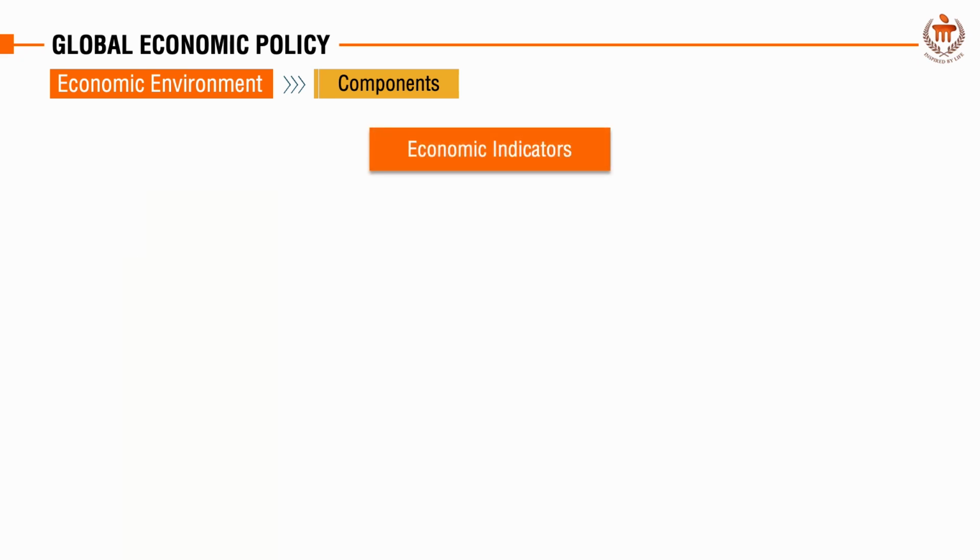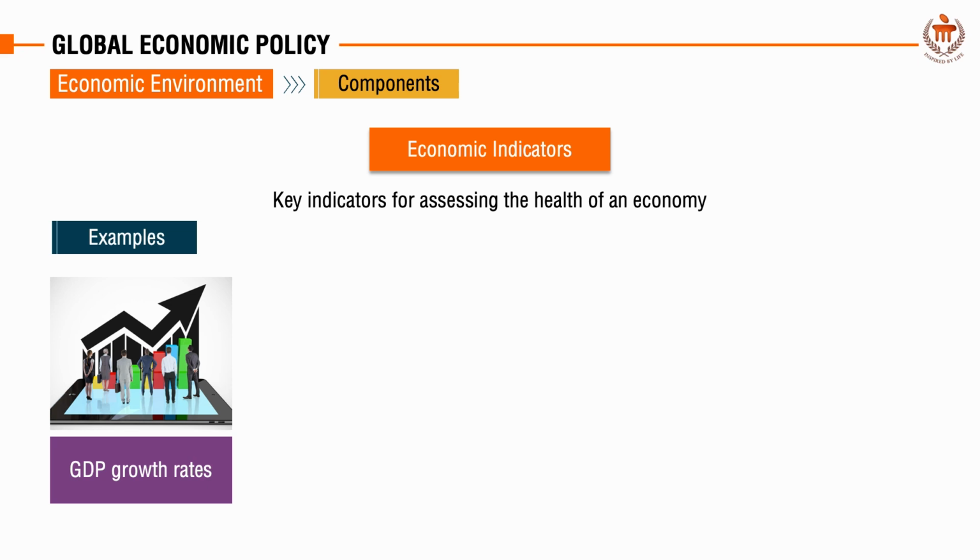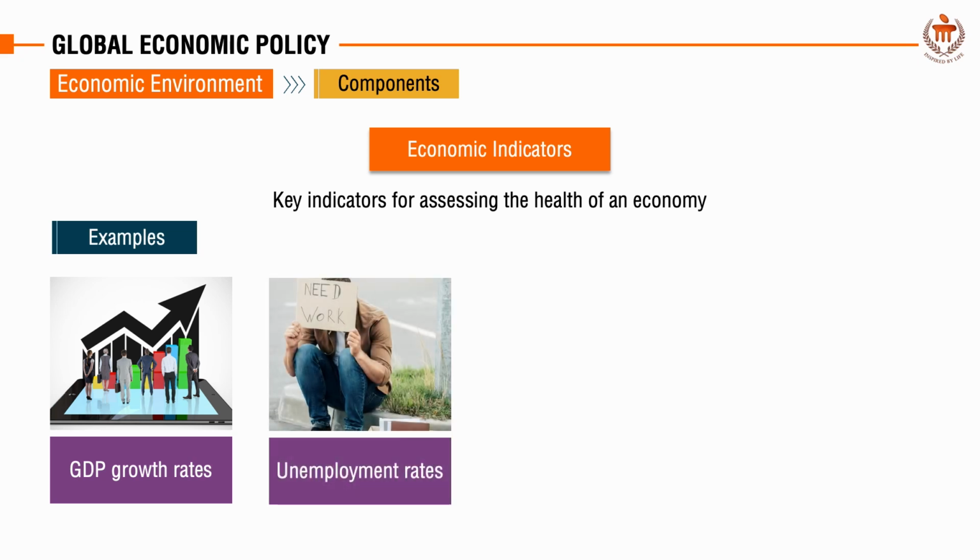Let us now discuss the economic indicators. Economic indicators are essential for assessing the health of an economy. GDP growth rates reflect the overall economic output and are a key measure of economic performance. Unemployment rates indicate the availability of jobs and the strength of the labor market. High unemployment often signals economic distress, while low unemployment suggests stability and growth.